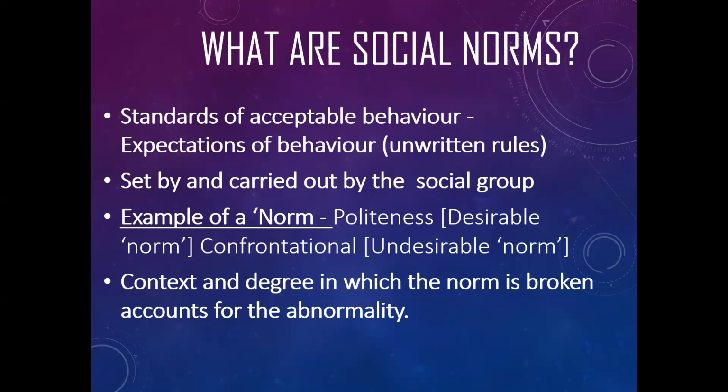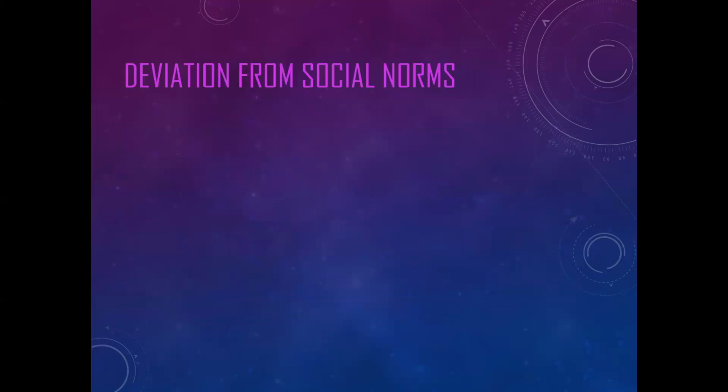Degree means by how much that social norm's been broken. Like I said, we've all been rude, we've all been selfish, but it's how much. If a person is constantly being rude or constantly being confrontational, then we're going to think there's something wrong here, because why are they like this? And therefore, because it's the amount they broke that social norm, it is seen as being abnormal.